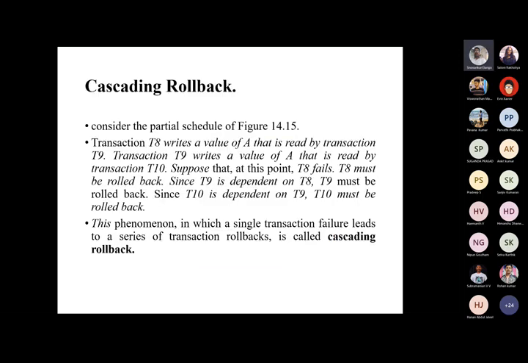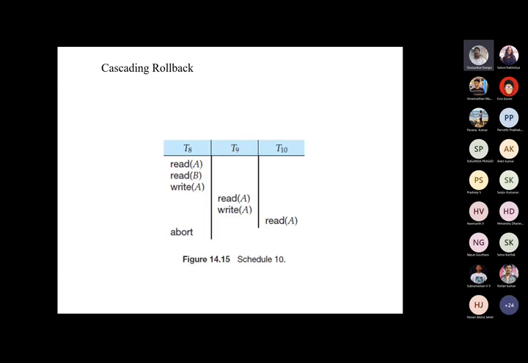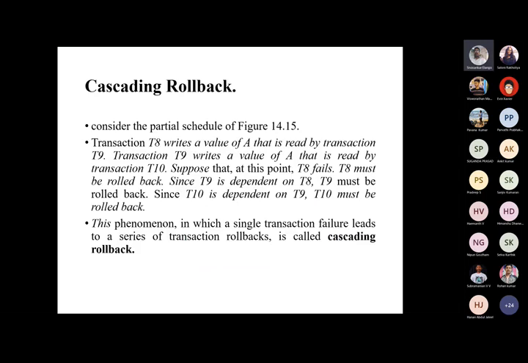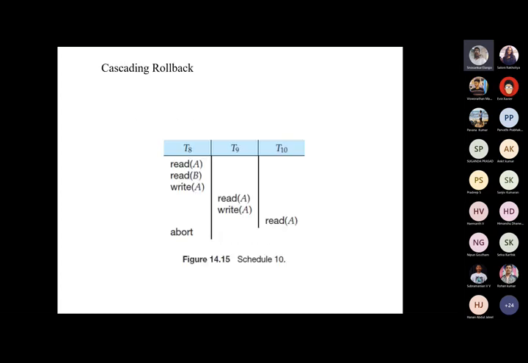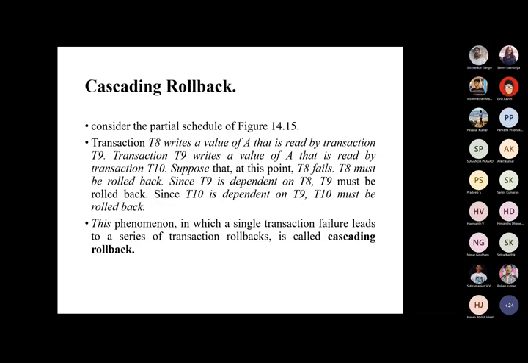Consider the partial schedule in figure 14.15 in your textbook. This is the partial schedule, schedule 10. Transaction T8 writes a value of data item A that is being read by transaction T9. Again, transaction T9 writes a value of data item A that is being read by transaction T10.